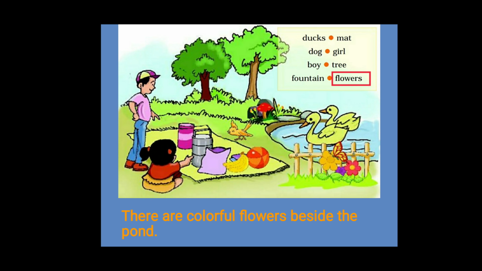Other than these, you can make some other sentences also, like a butterfly is flying over the flowers. A sparrow is chirping in the picture. There is green grass all over. So like this, you will make some sentences about this picture.